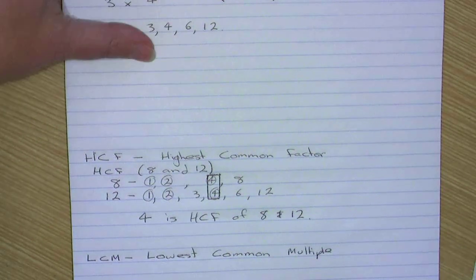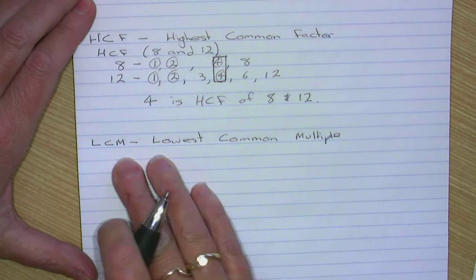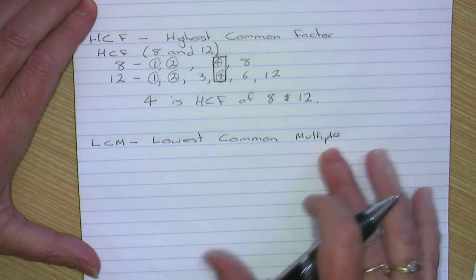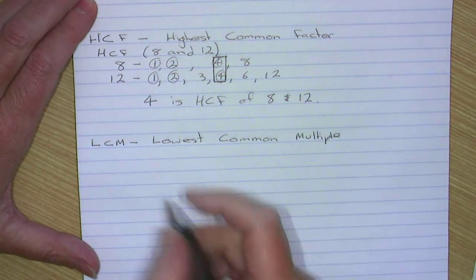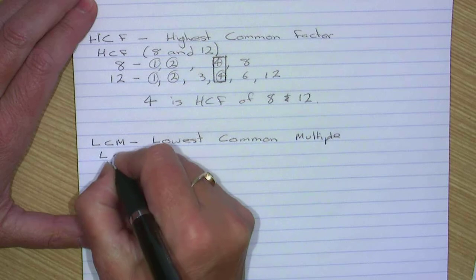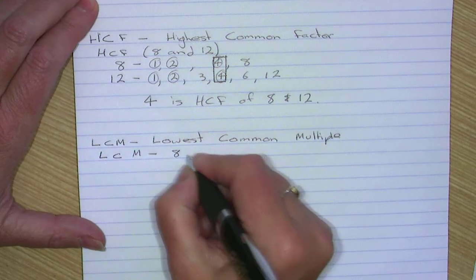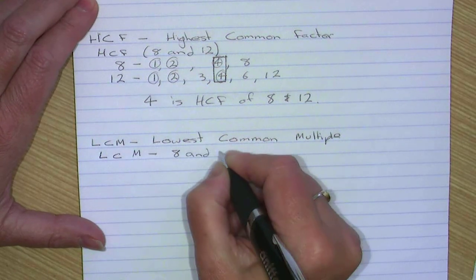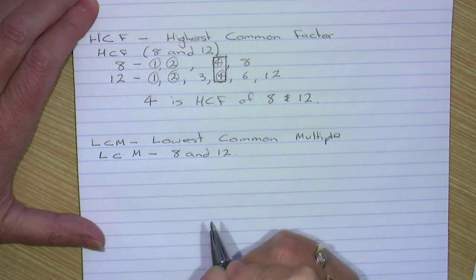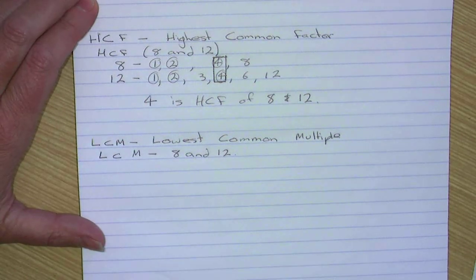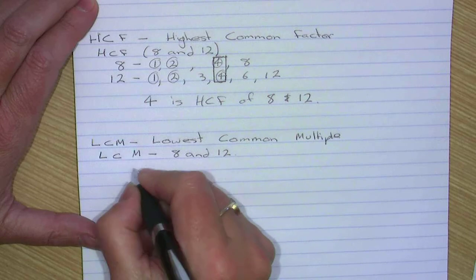The other thing that you'll often be asked to find is the lowest common multiple. So as we did before, multiples multiply out. So let's look for the lowest common multiple of 8 and 12. We used this to find the lowest common denominator when we were doing fractions. There's two ways to do this. So let's start with the multiples of 8.